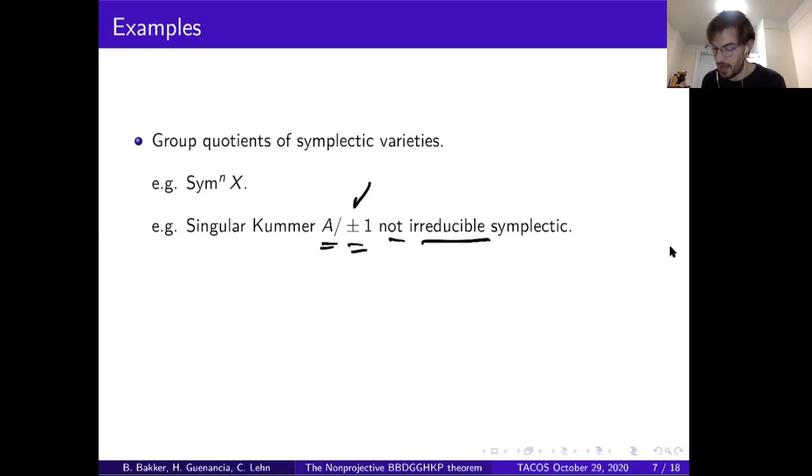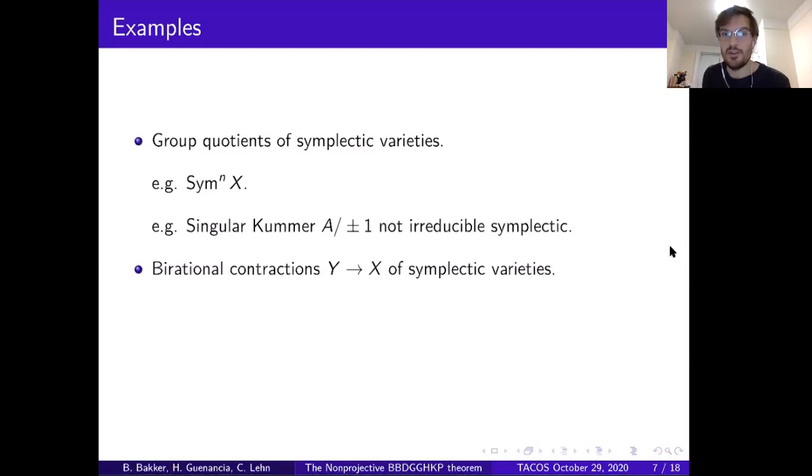I mean, the quotient map, the map from the torus to the torus mod plus minus 1, is quasi-étale. And whereas the algebra of forms down here looks like an irreducible symplectic variety, namely there are no one-forms and there's a unique two-form, once I go up to A, now I suddenly have one-forms. So this is not an irreducible symplectic variety.